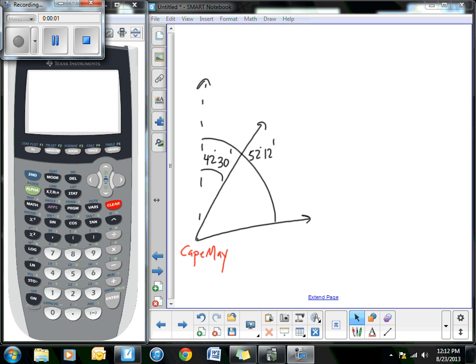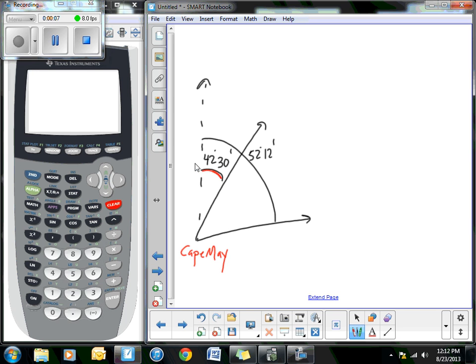Right, folks, number 5: two Coast Guard patrol boats are leaving Cape May. One has a bearing of 42 degrees 30 minutes, so we know we've got one there. And the other one is traveling at a bearing of 52 degrees and 12 minutes. So we know that's the second boat out here.